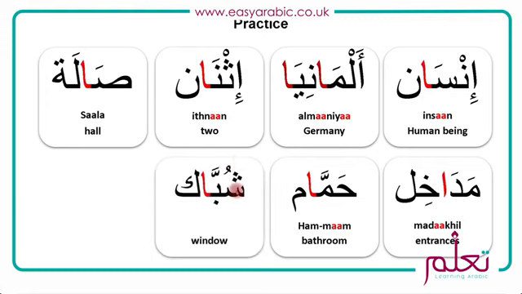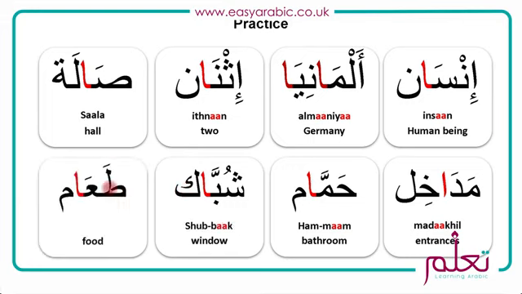Next one, we have sheen with the dhamma, which is shu, and then the ba with the fatha, shubba, and the alif, shubbak, which is window. Next one is the letter ta with the fatha is ta, ayn with the fatha is ta'a, and the alif, ta'am, which is food. Okay, so that's the alif al-mad covered.